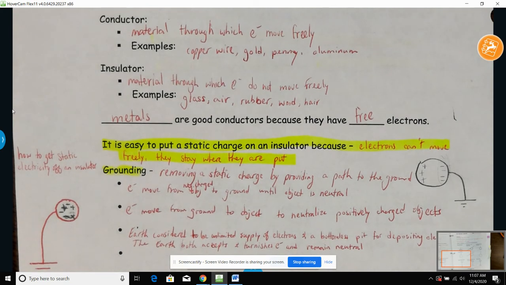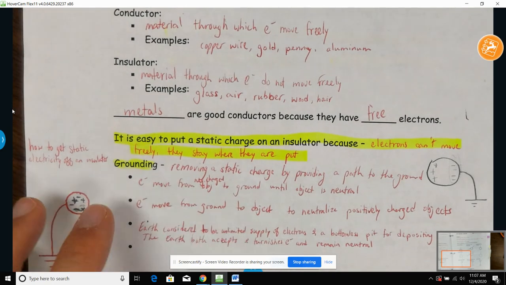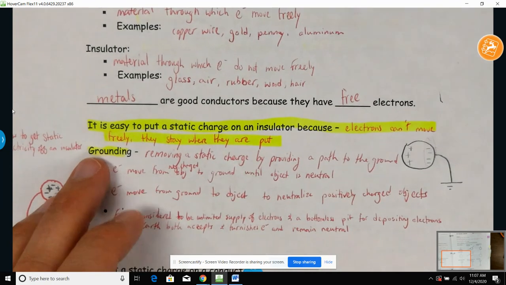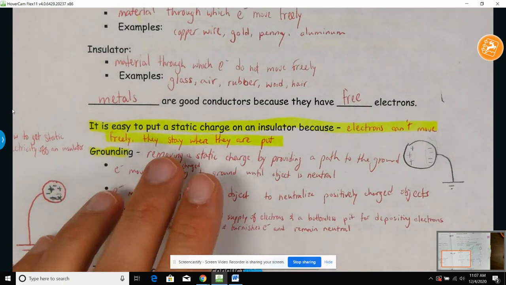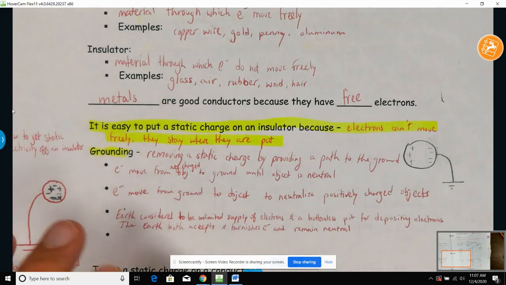They have a tendency to stay where they're put, which had to do with one of the questions from the sweater and balloon activity yesterday. Now, how do you get static electricity off an insulator? You have to pretty much ground it. Removing a static charge means providing a path to the ground.